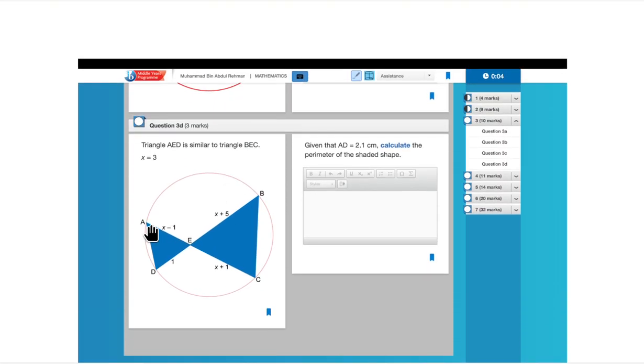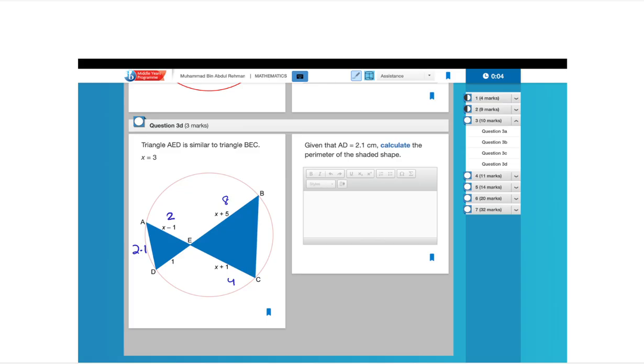AED is similar to BEC, x equals 3. Given that AD equals 2.1, calculate the perimeter. So basically this is 2, this is 1, this is 2.1. Let me write it straight. This is 8, this is 4.